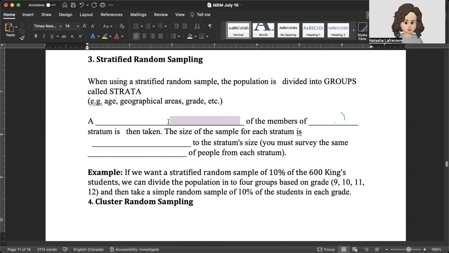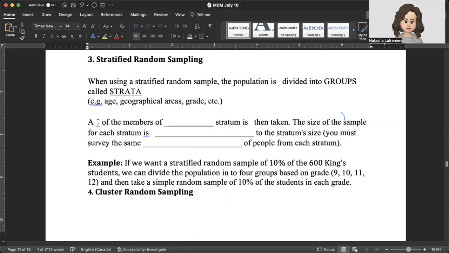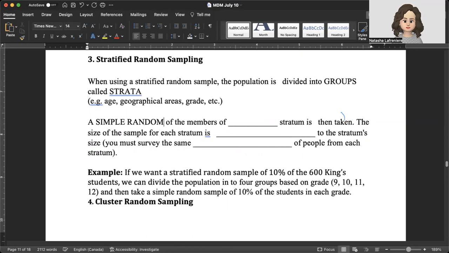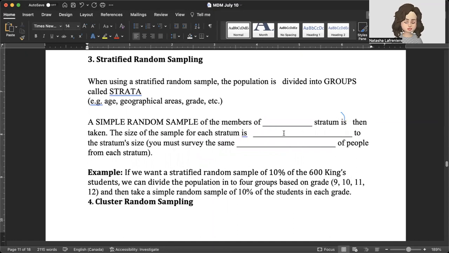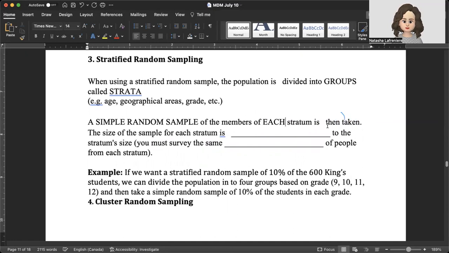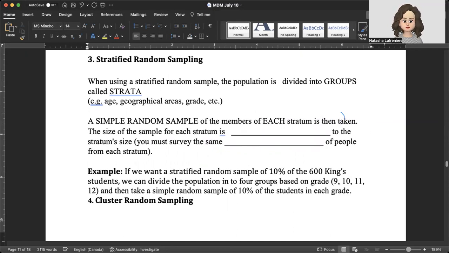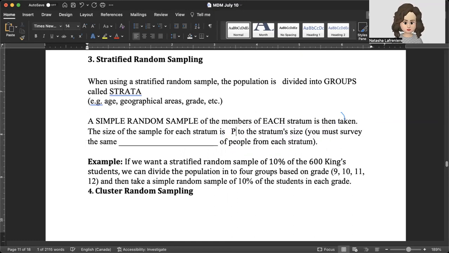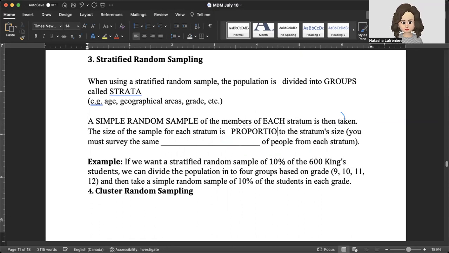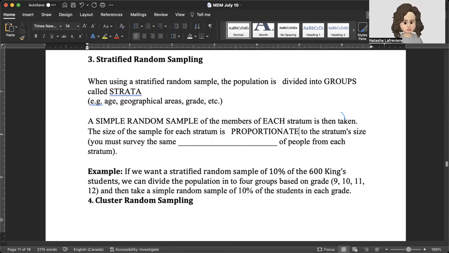So a simple random sample of the members of each stratum is then taken. So the size of the sample for each stratum is proportionate to the stratum size. So you must survey the same percentage of people from each stratum.